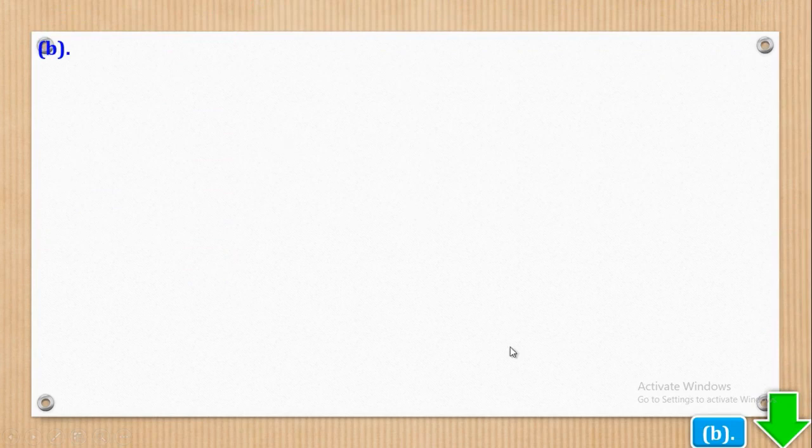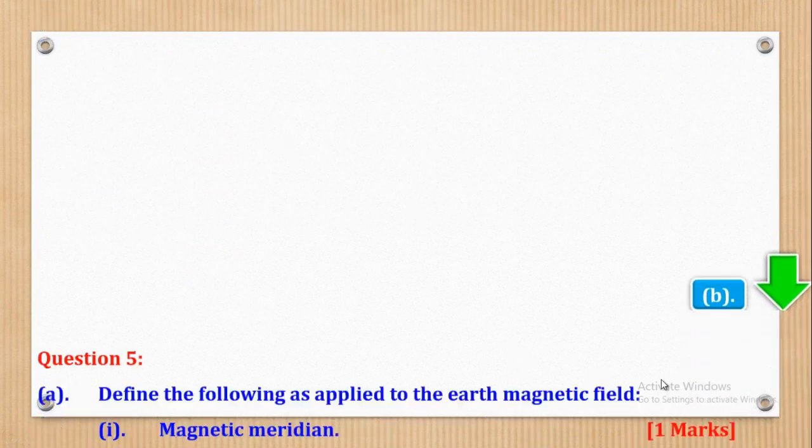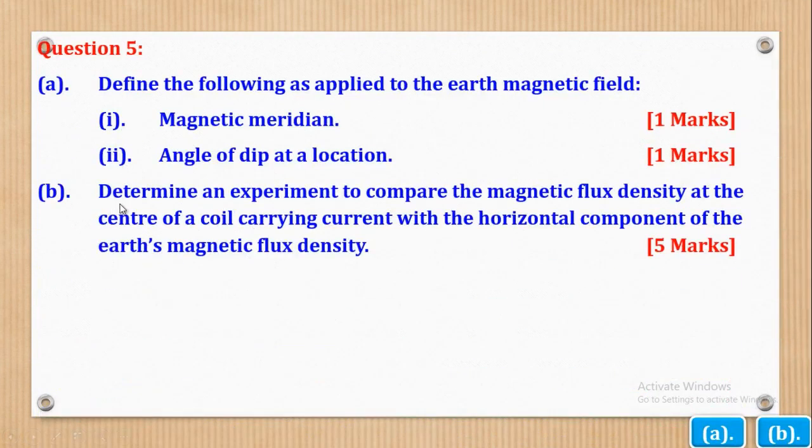So now we shall go to part B. Part B says describe an experiment to compare the magnetic flux density at the center of a coil carrying current with the horizontal component of the Earth's magnetic flux density.